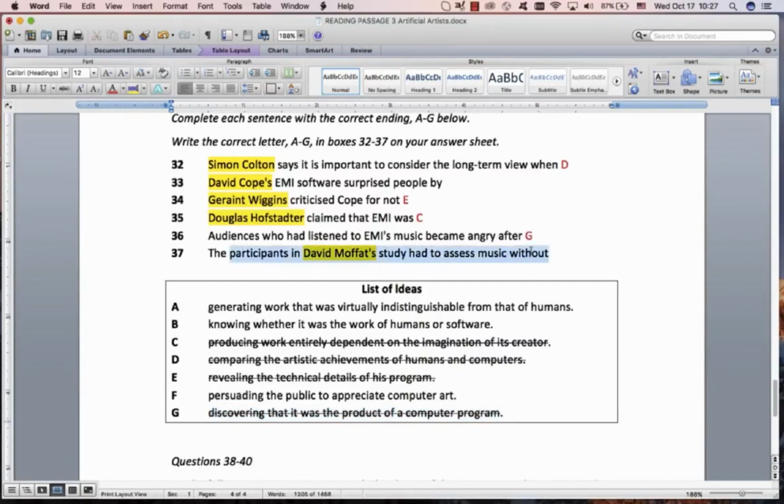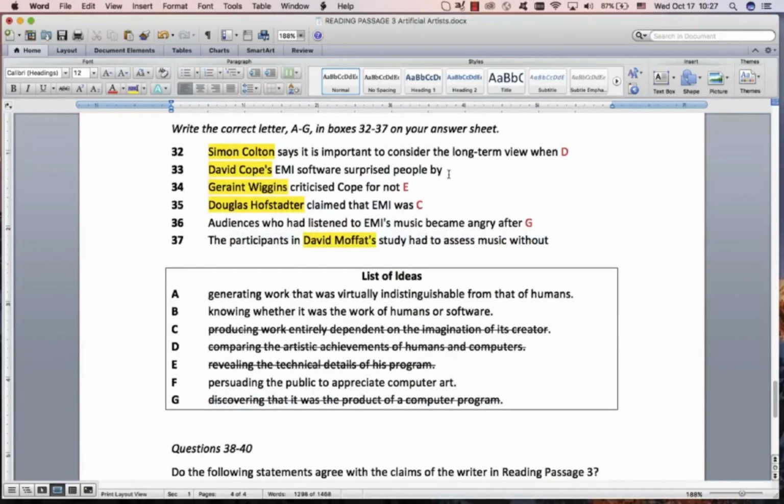The participants in his study had to assess music without. Okay, let's move. I want to go back to this one. How did it surprise people? The software didn't know. The software didn't persuade. The software generated work that was indistinguishable from humans. So I can go back, and because I've deleted most of them, half of them, it becomes easier. So that's A. And then that helps us a lot because it's just 2 left.